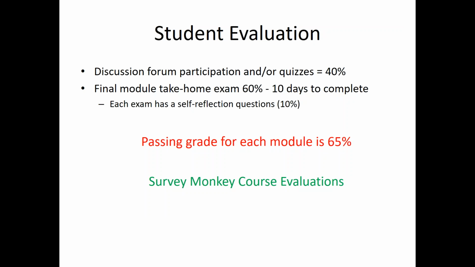Okay, so for evaluation for the course, discussion forum participation, assignments and quizzes, sort of term work, is valued at 40% of your mark, and a final take-home exam, which I mentioned is with each module and that you have 10 days to complete, is worth 60%. Each final exam also includes a self-evaluation or self-reflection question, which Heather will talk about a little bit later. But basically, you have to get 65% on each module to pass the module, and so to get a certificate, you basically have to complete the practicum and get 65% on each of the 6 modules.